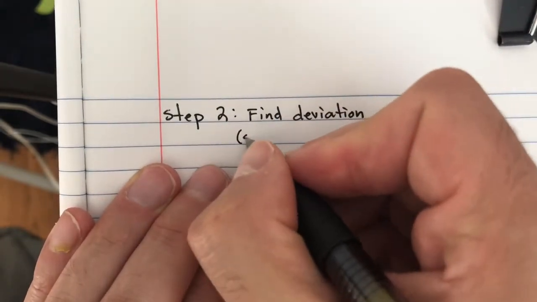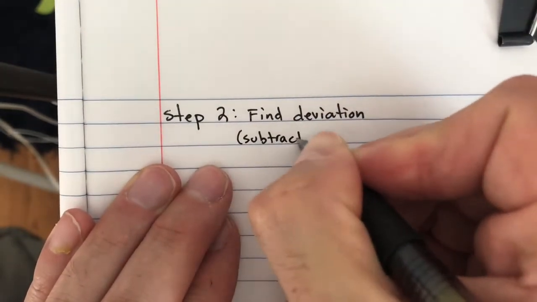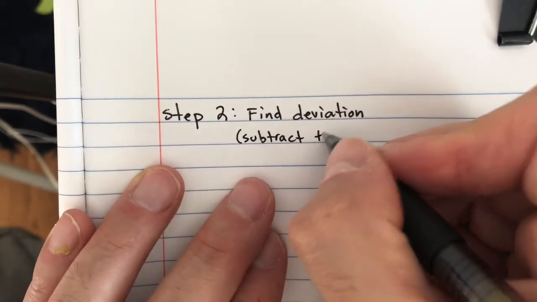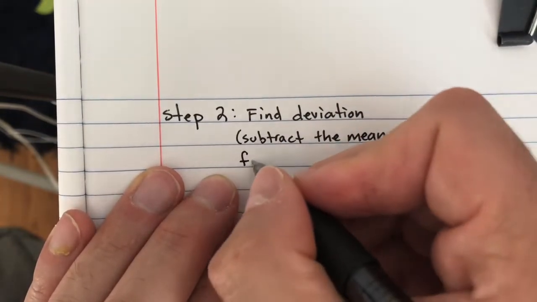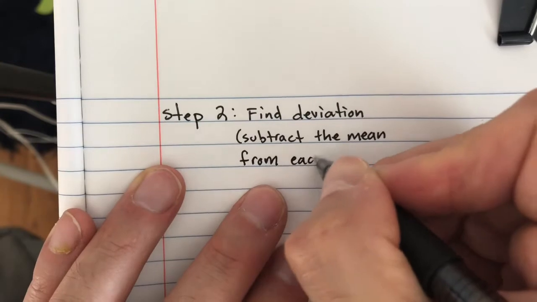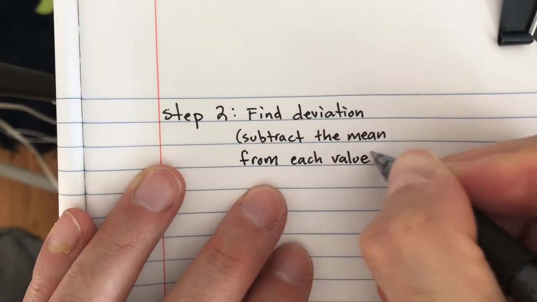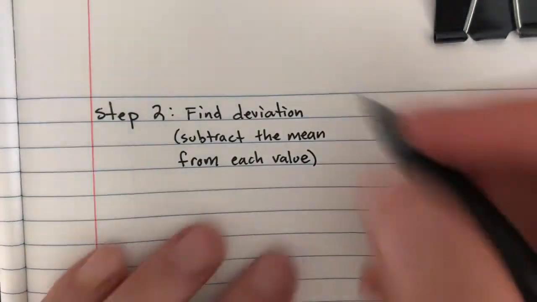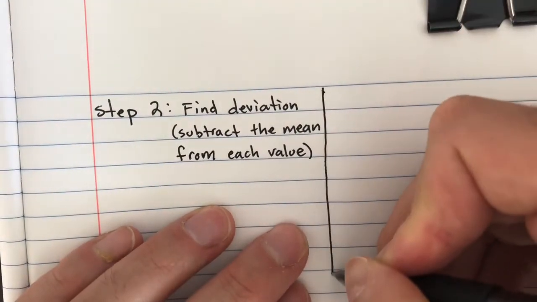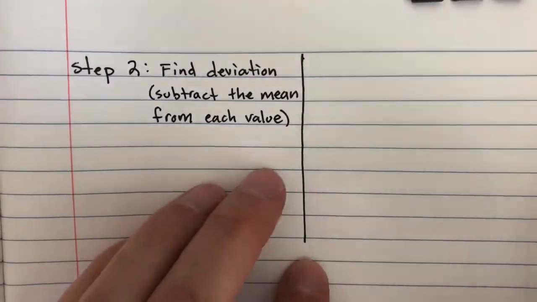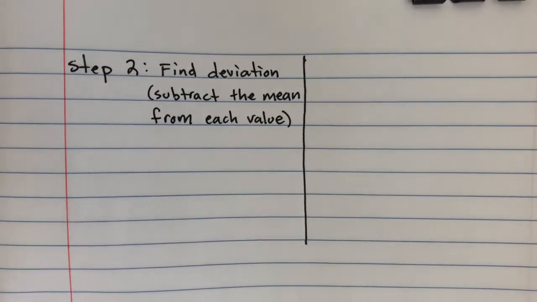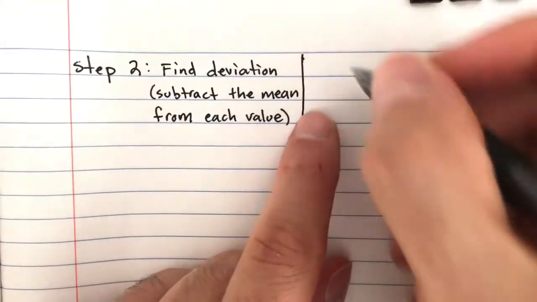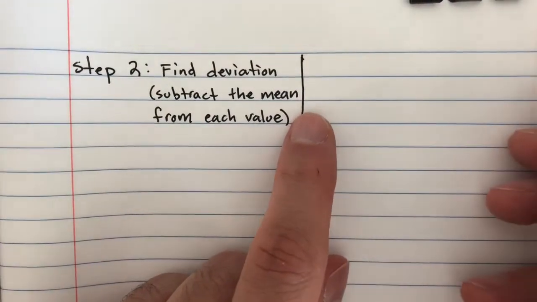Which means subtract the mean from each value. Okay. Again, I'm going to draw my line here so I can do my math. Over to the right-hand side, I'm going to take away 86 from each of the values. So you're going to see me use 86 throughout each one of these subtractions, okay?